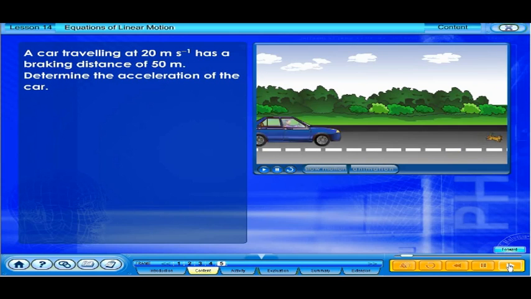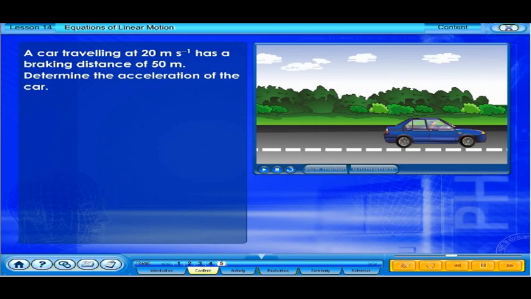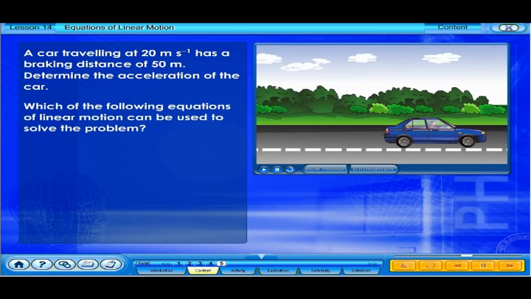A car traveling at 20 meters per second has a braking distance of 50 meters. Determine the acceleration of the car. Which of the following equations of linear motion can be used to solve the problem?